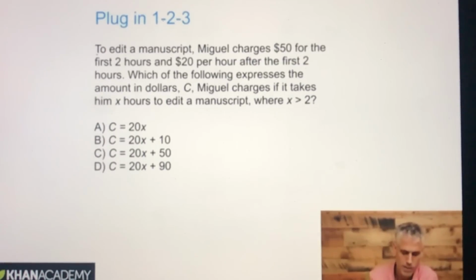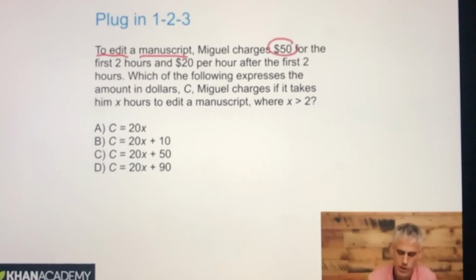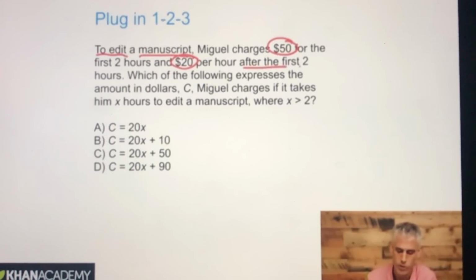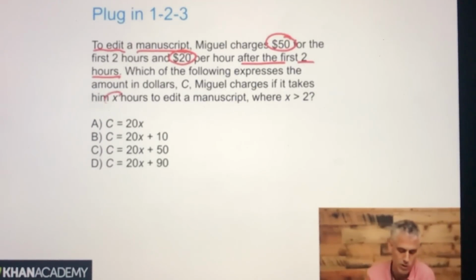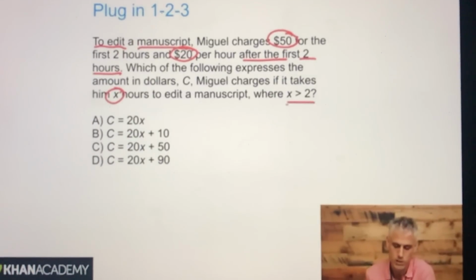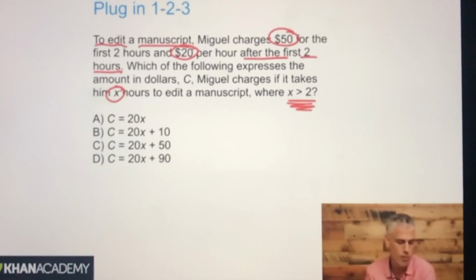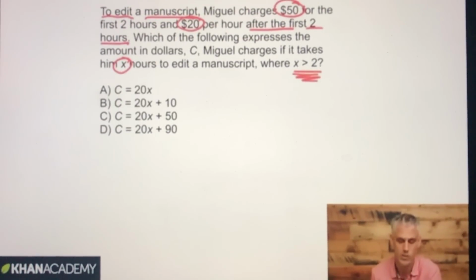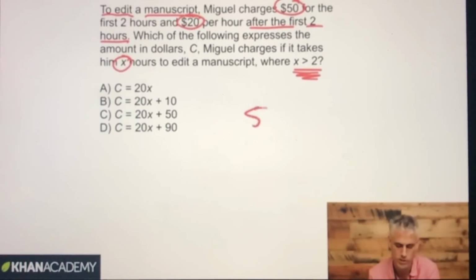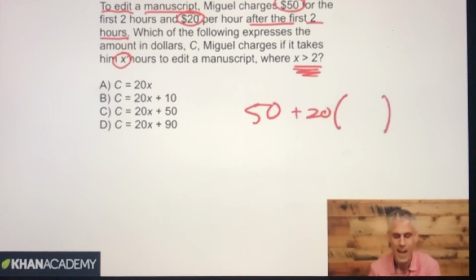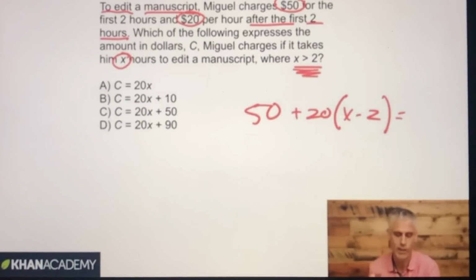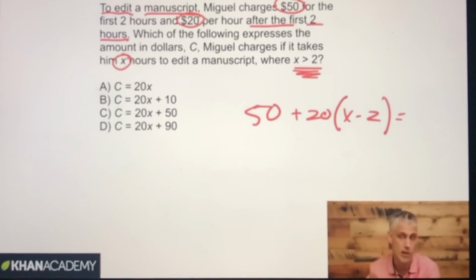So let's get started. To edit a manuscript, Miguel is charging $50 for the first 2 hours and $20 per hour after the first 2 hours. Which of the following expresses the amount in dollars, C, Miguel charges if it takes him X hours to edit a manuscript, where X is greater than 2? Okay, so the proper way to do this in math class, in algebra, is to understand that he's first charging the $50, and then he is going to charge $20 for every hour after the first 2, which means that you need to write X minus 2 in there. You may not realize that, and that may be something that's challenging for you.